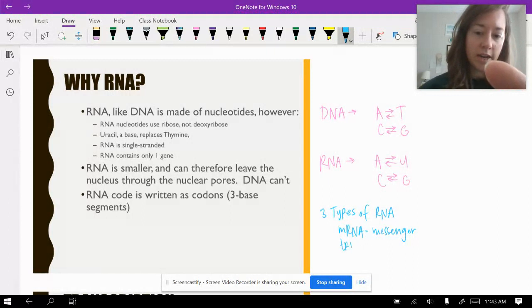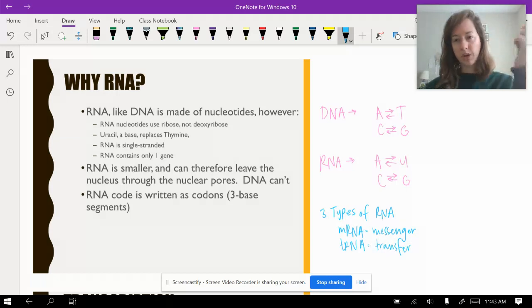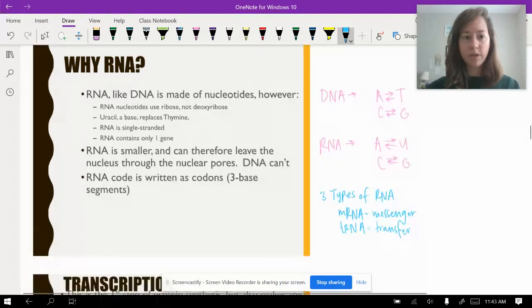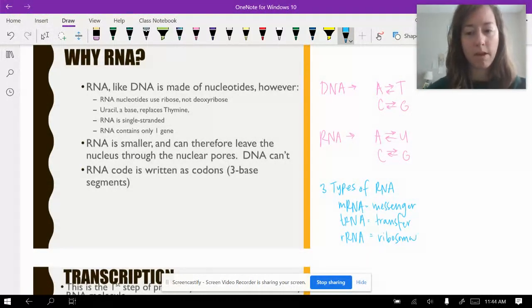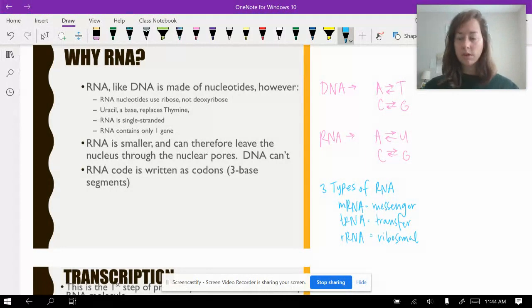There's tRNA, which is transfer. And its job is to transfer a specific amino acid onto a growing protein chain. And there is rRNA, which makes up ribosomes. So it's ribosomal. And we're not going to talk about that one too much, but ribosomes are made up of RNA and protein subunits. There you go.